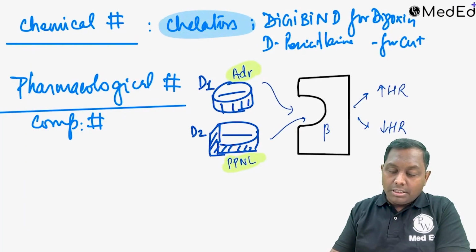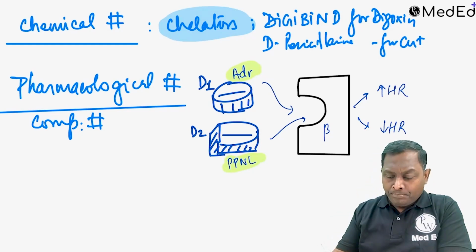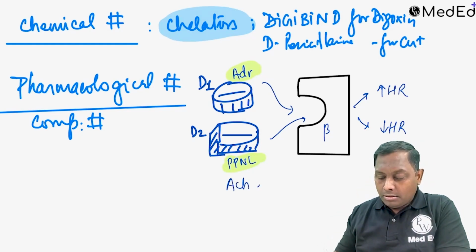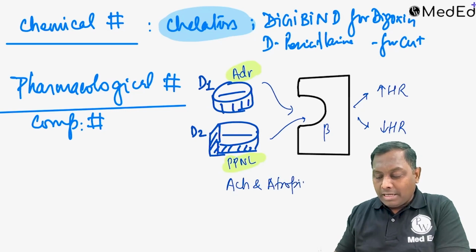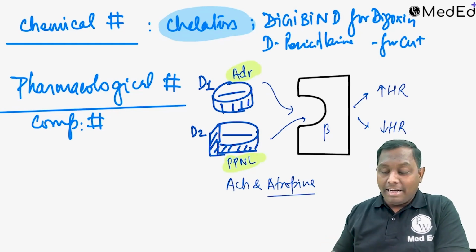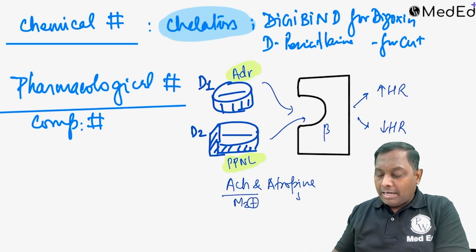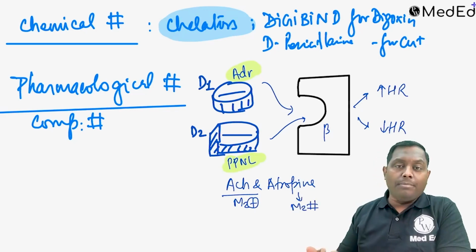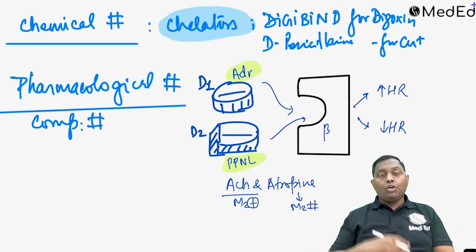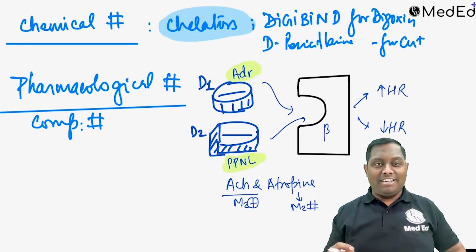Chelators are all chemical antagonists, and another example can be, let's say, acetylcholine and atropine, because when acetylcholine acts it will cause bradycardia, and at the same site atropine will also be working, which is going to cause tachycardia. So adrenaline and propranolol are pharmacological antagonists. They are competing for the same site. Acetylcholine is an M2 agonist and atropine is an M2 blocker. So they both compete at the same site but have opposite action. Two agents competing for the same site producing opposite outcome is a pharmacological antagonist.